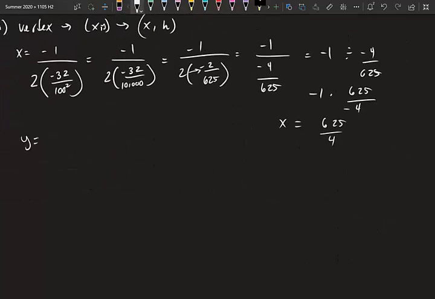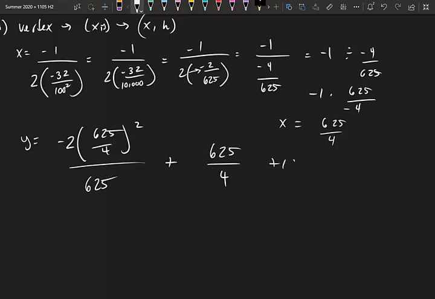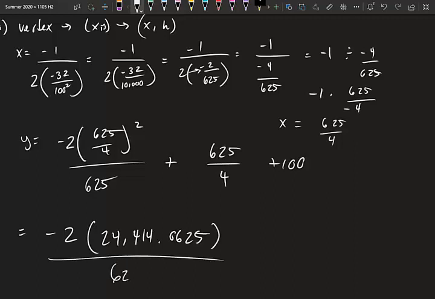So we have y equals -2 times (625 over 4) squared over 625, plus x, which is 625 over 4, plus 100. Now, I just plugged this into my calculator, but I'll do it piece by piece. So we have -2 times 625 over 4 squared, which is 24,414.0625, that's over 625. Plus, I'm going to add these together, and when we do, we get 256.25.